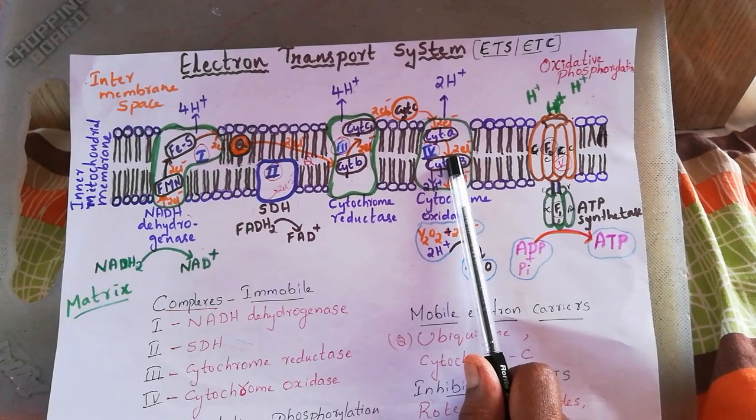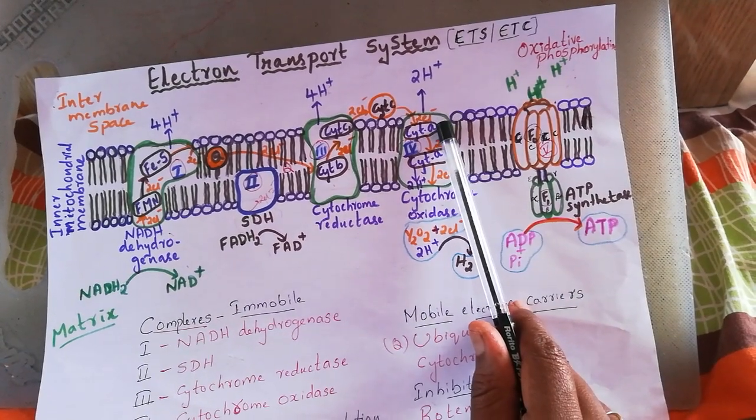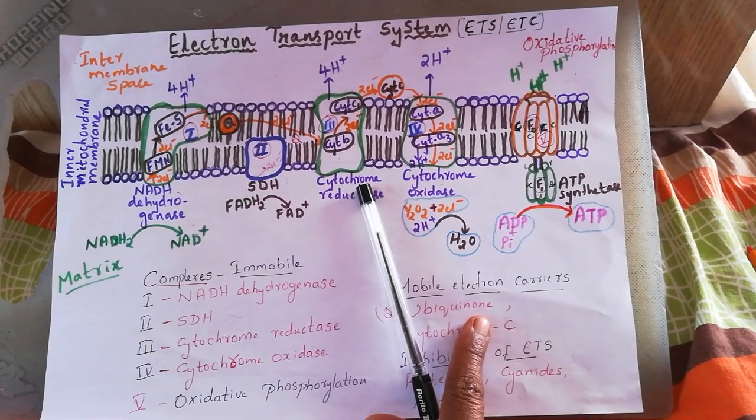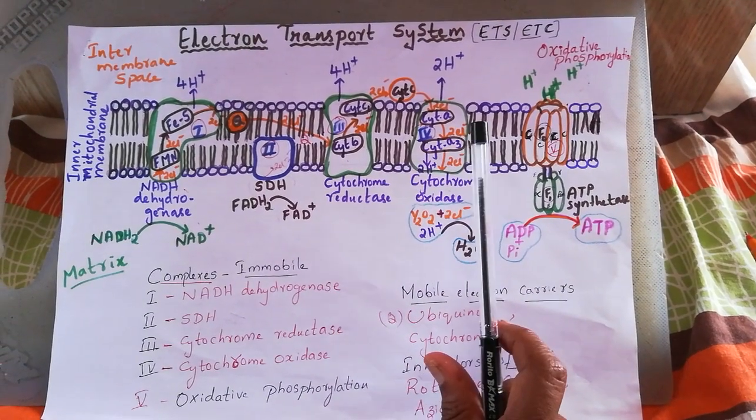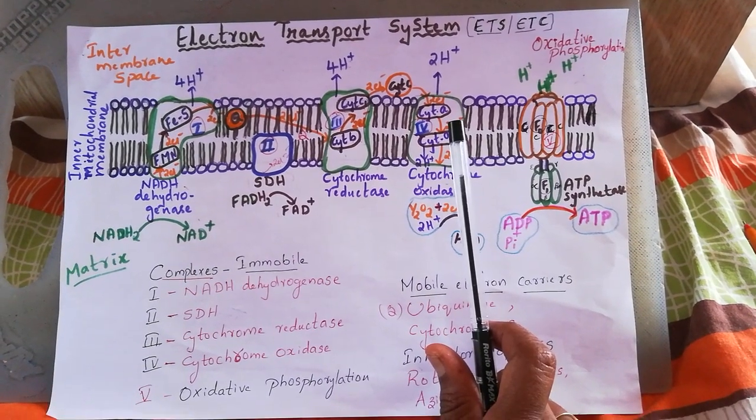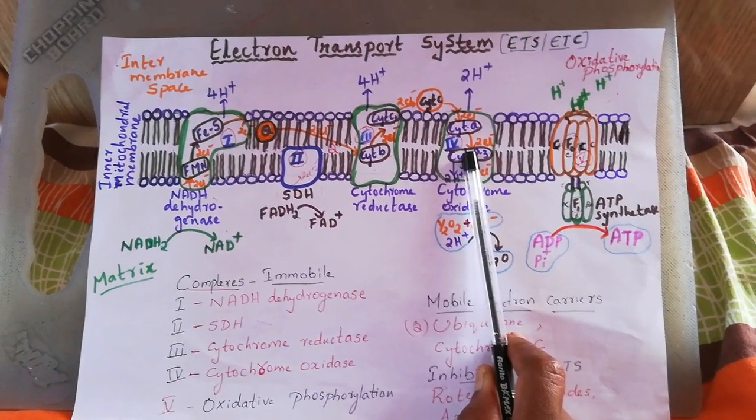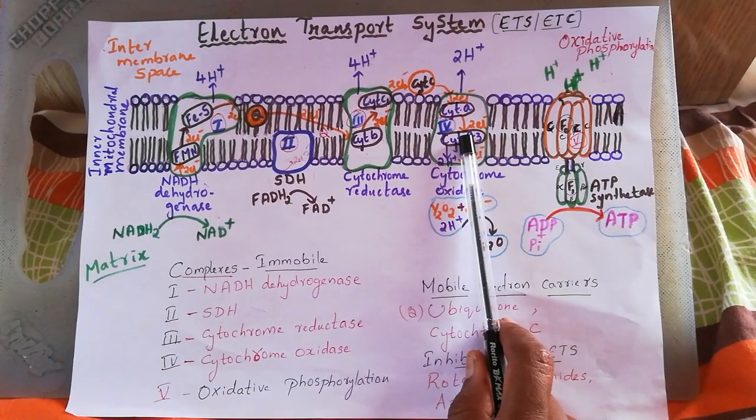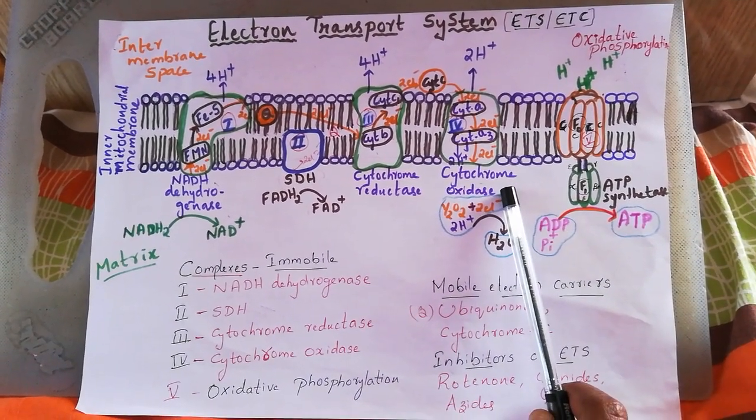Next, the fourth complex is cytochrome oxidase, which has cytochrome A and cytochrome A3. These cytochromes A and A3, present in the fourth complex along with the heme containing protein, are also copper containing proteins. That means these are called heme copper containing cytochrome proteins. Complexes 1, 2, 3 and 4 are involved in electron transport. This fourth complex is cytochrome oxidase.